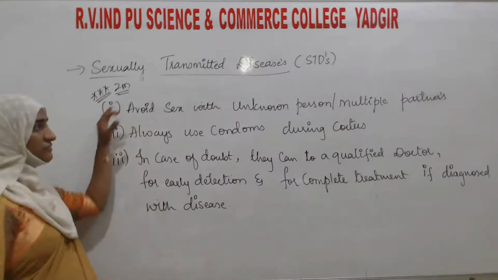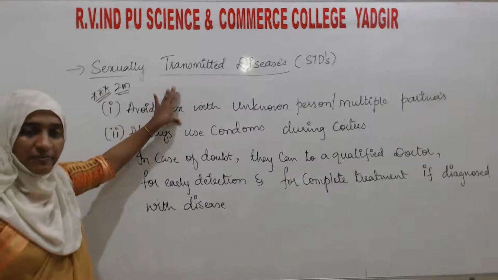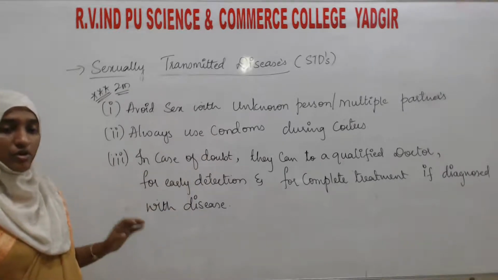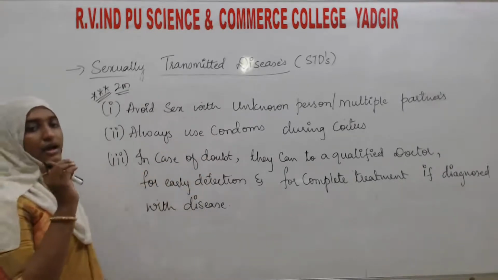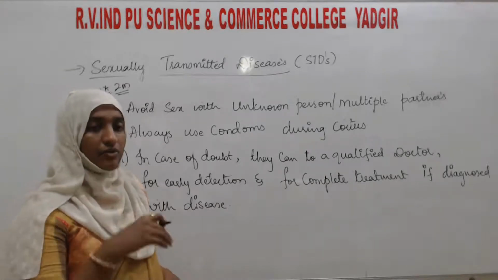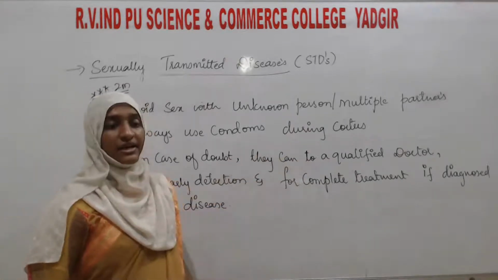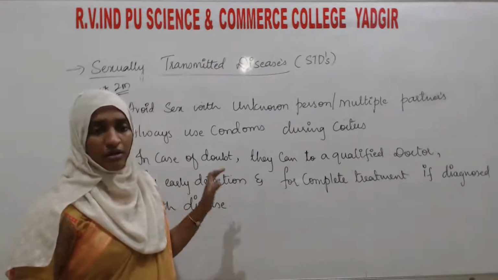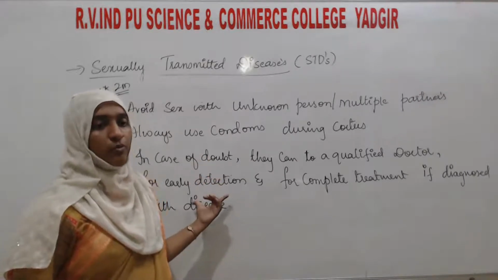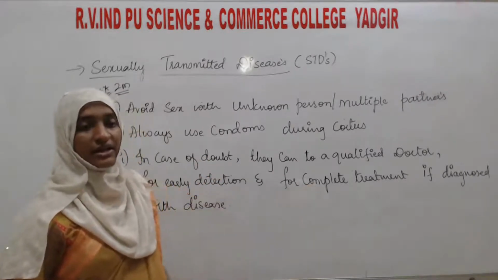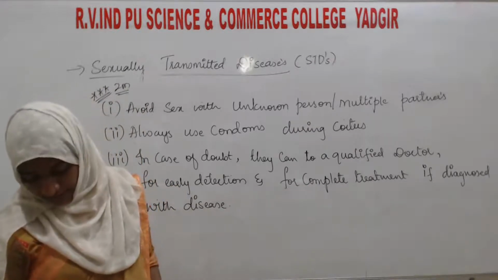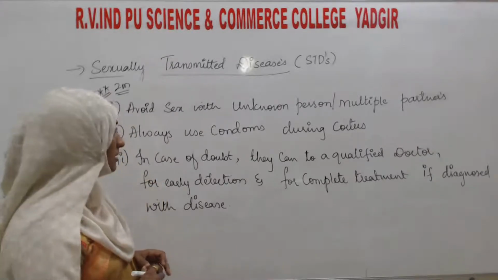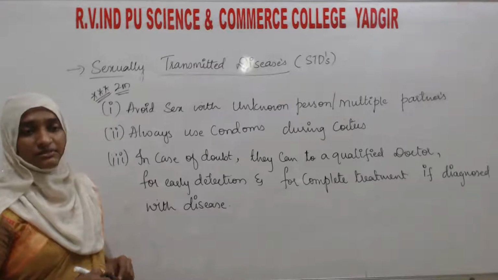One is that with unknown partners or multiple partners, they have to avoid sex. Second, they have to use barriers during coitus. In case of doubt, if they see any symptoms, or have doubt about their partners, they can immediately consult a doctor. They can detect early. Early detection is one of the most important points for cure. Then complete treatment if diagnosed with such diseases. So this is about sexually transmitted diseases. Then the next topic is infertility. You will see it here.